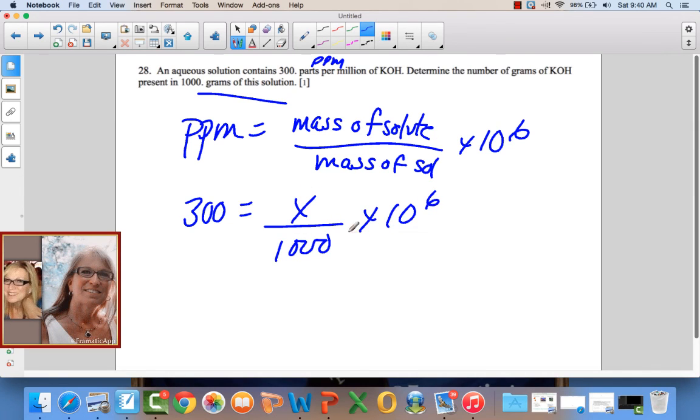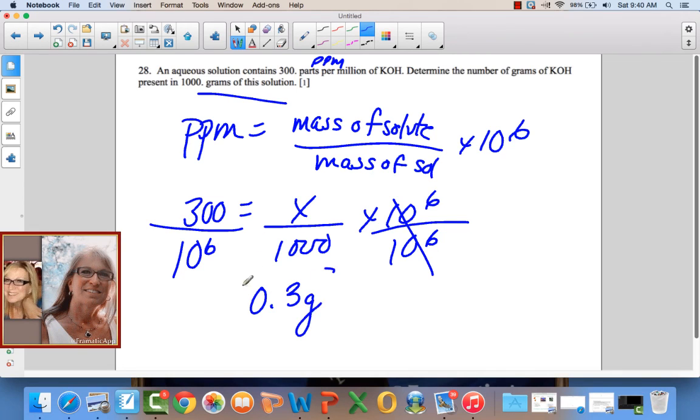First thing I want to do is get rid of this multiplication, divide both sides by 10 to the 6th. So I'm going to have 300 times 1,000, and then I'm going to divide that by 10 to the 6th, and I'm going to get 0.3 grams as my answer.